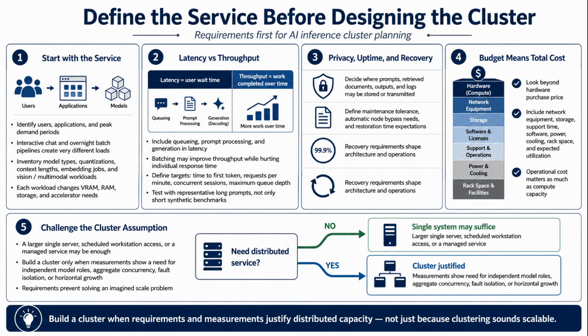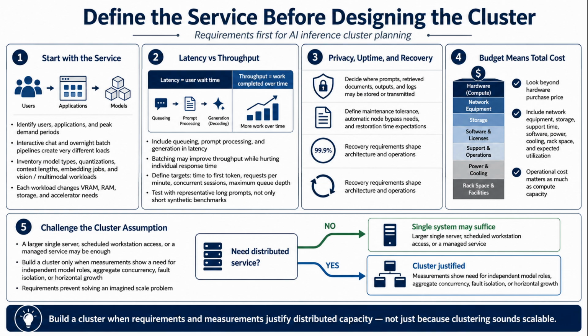Separate latency from throughput. Latency is the time a user waits for useful output, including queuing, prompt processing, and generation. Throughput is the amount of work completed over time. Batching may improve total throughput while increasing the wait for an individual request. Define targets such as acceptable time to first token, requests per minute, concurrent sessions, and maximum queue depth. Use representative prompts because short synthetic tests can hide the cost of long contexts.